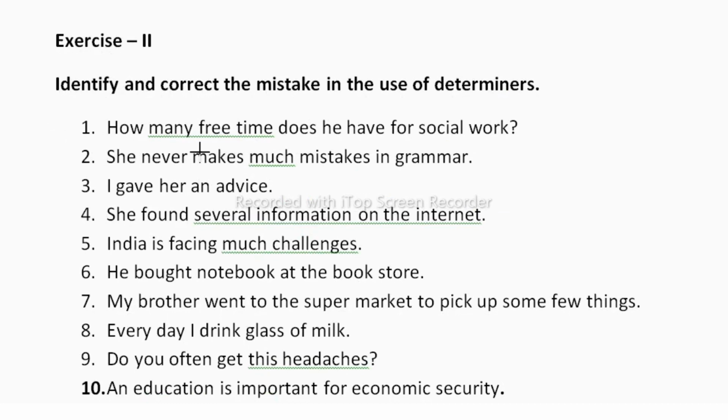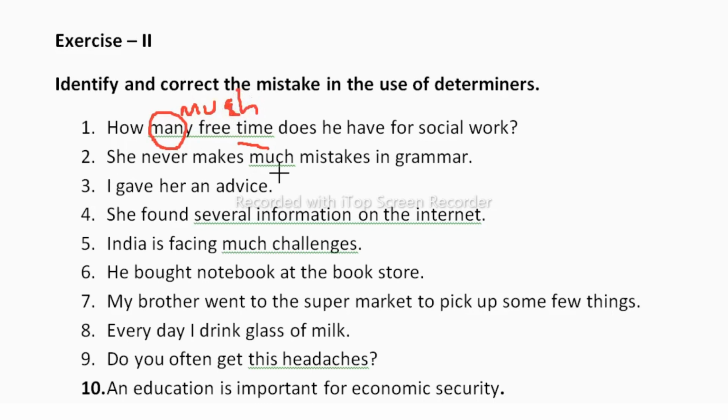So, how many free time does he have for social work? So here, students, time is an uncountable noun, so we cannot count time. For the things which we can count we use the quantifier "many", but here we have to take "much" because time is uncountable. So, how much free time does he have for social work? It is much. Now let's see the next one.